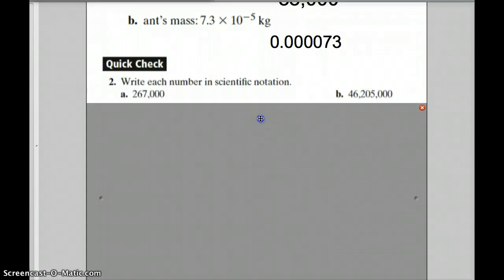So here are our first 2 numbers. We've got 267,000. So if you think about it, our decimal place is over here, and we need to move it between the 2 and the 6. So we've moved it 1, 2, 3, 4, 5 spaces to the left, which means we're going to have 2.67 times 10 to the 5th. Over here, we need to move it 7 spots. And so, where did it go?